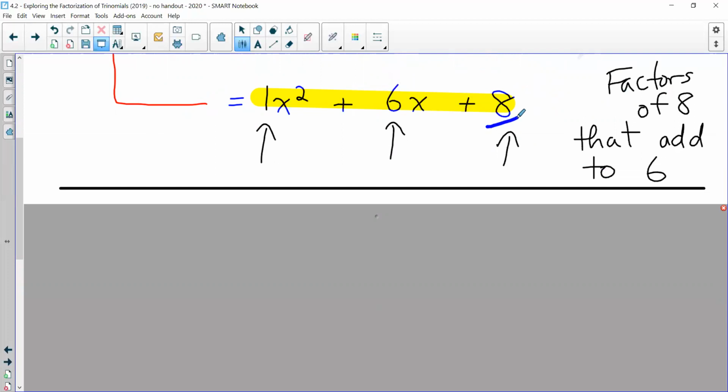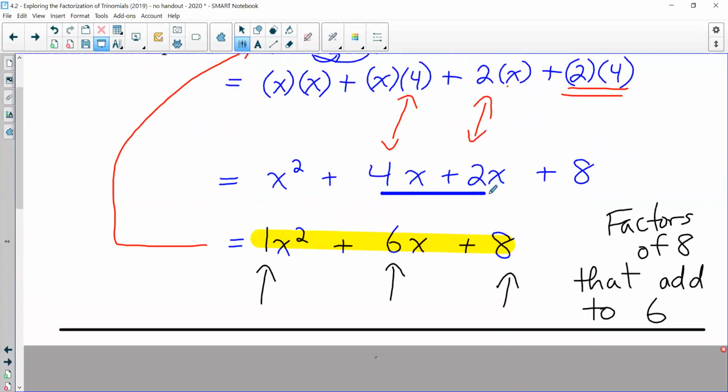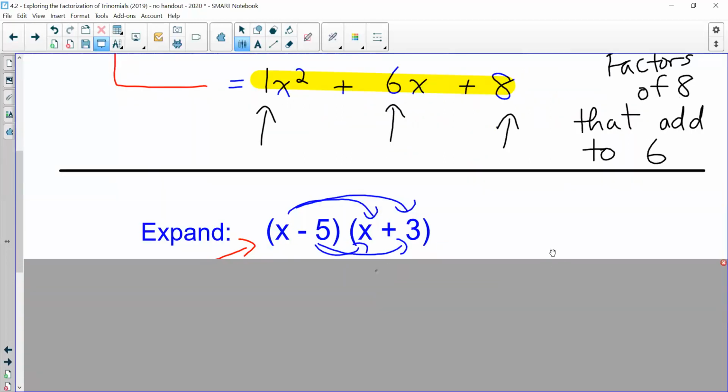So you're not just looking for any factors of 8, because you could have used 8 and 1. 8 times 1 does give you 8, but 8 times 1 does not produce a 6. Okay? So you're looking for very specific factors that are going to help fill in this pattern. Let's take a look at another one.